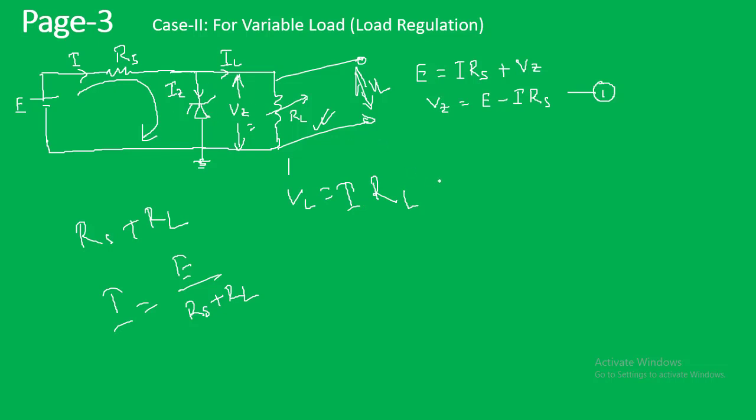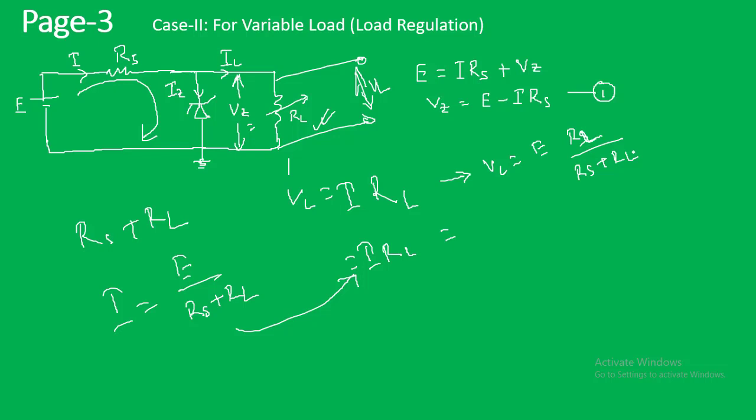So further we can write VL equal to I into RL. I value we can replace from this equation to here. So we can write VL equal to E RL, not Rs, here it is E RL divided by Rs plus RL.